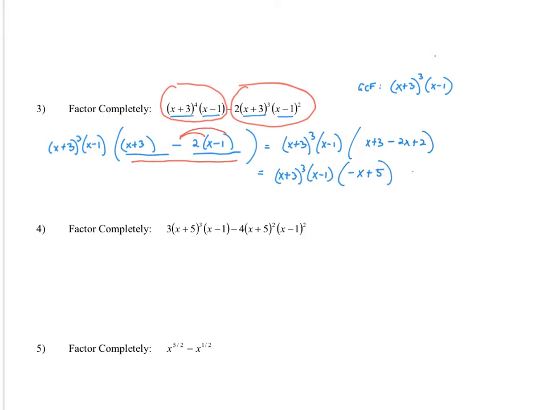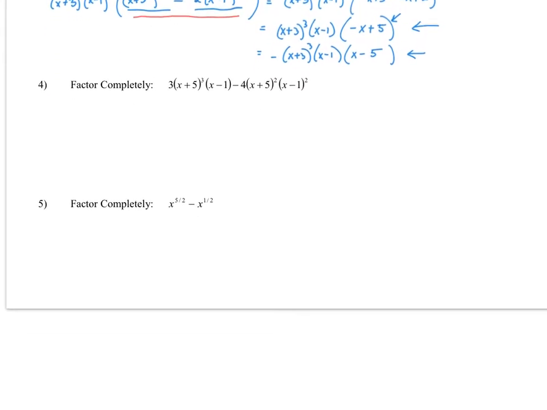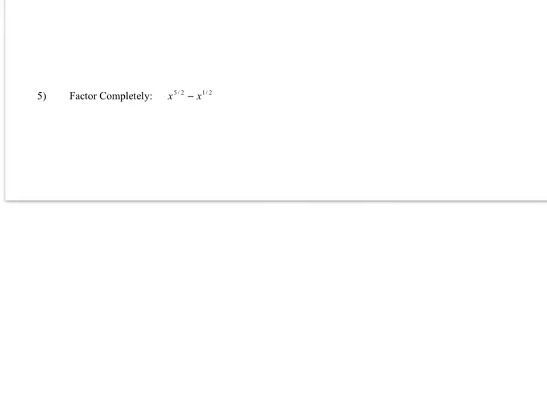We could accept this as a final answer. That negative x plus 5 does look a little bit weird to me, so we could also take out a negative 1. If we take out a negative 1, we'll have negative x plus 3 cubed times x minus 1. Remember, we're taking the negative out of this right here, so if we take the negative out, we'll be left with x minus 5. So here is another appropriate answer. Okay, time to skip down to number 5.